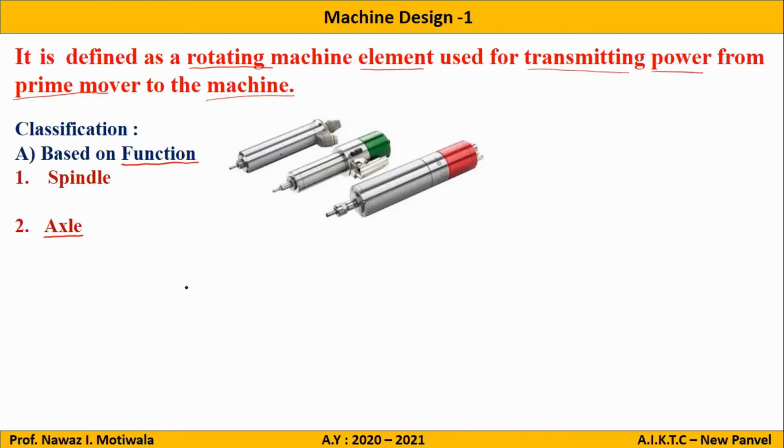So it will rotate, but it is attached to the rotating elements such as wheels and pulleys. Now, as I said, the spindle will be designed only for torque, as a rotating element. So what can you say about the axle? Which type of load will it carry?